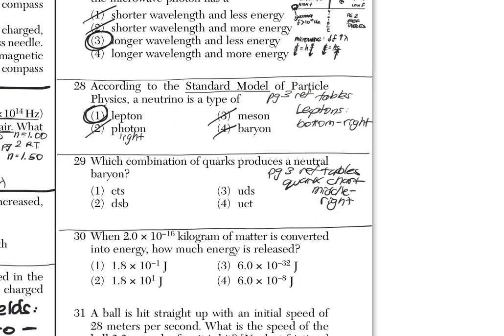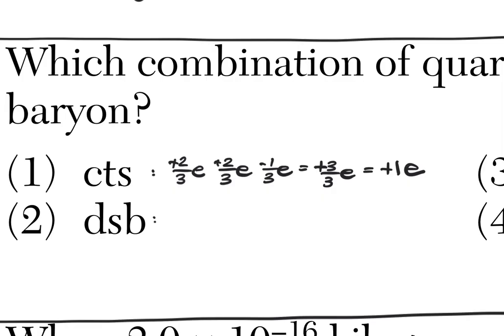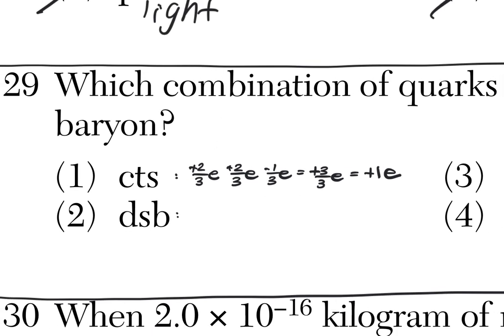And each one of these quarks has a fractional charge. So let's work out what they are. Charm and top are both plus 2/3 e. Strange is negative 1/3 e. Throw it all together, you get positive 3/3, which is plus 1. That is a legal particle. It does come out to a whole number of elementary charges, but it is not neutral. I said which one is neutral, so that is not it.